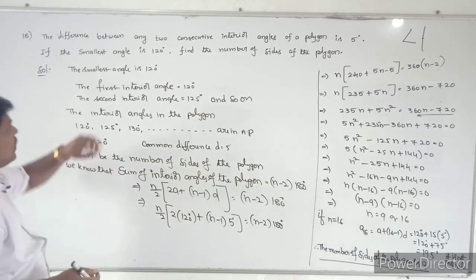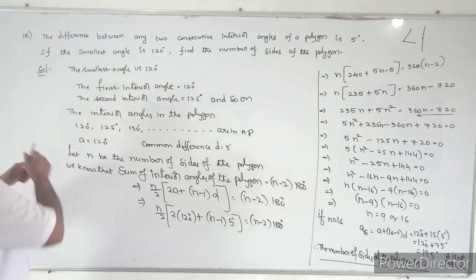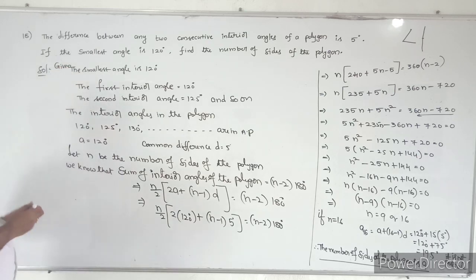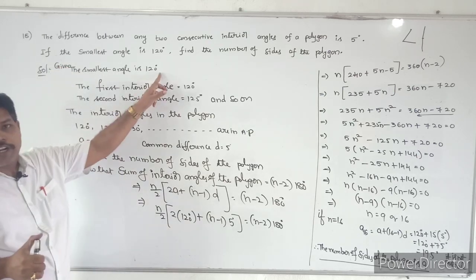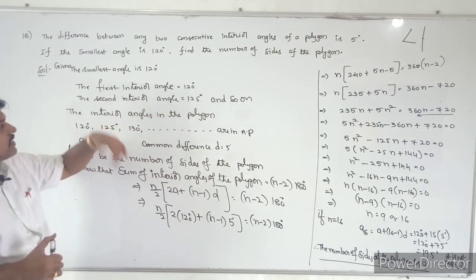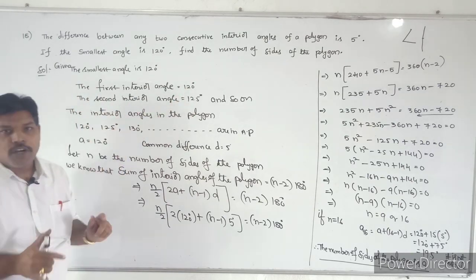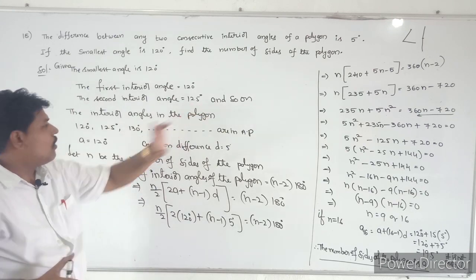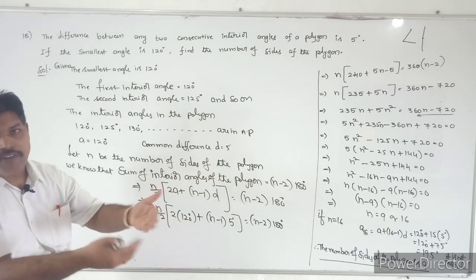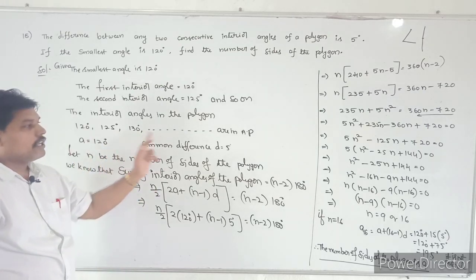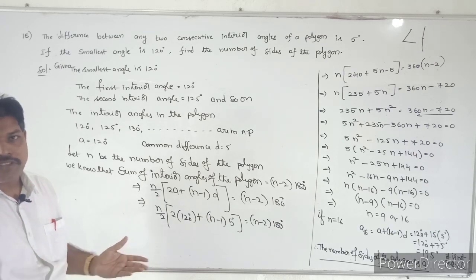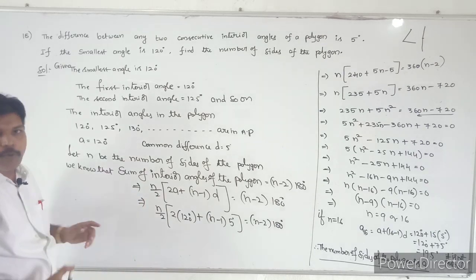First I am taking the smallest angle, which is already given. Given the smallest angle is 120 degrees. So I am taking the first interior angle as 120. The second interior angle we take as 125 degrees, and so on. The interior angles in the polygon are increasing, because the difference is 5. So 120, 125, 130 and so on. Clearly it is in arithmetic progression, the common difference is the same. So we can take it as an arithmetic progression.